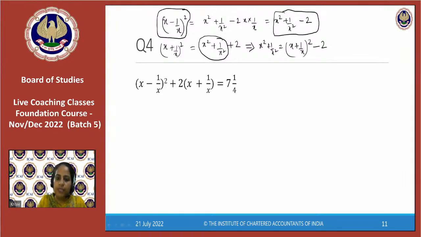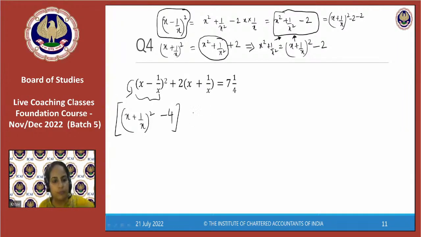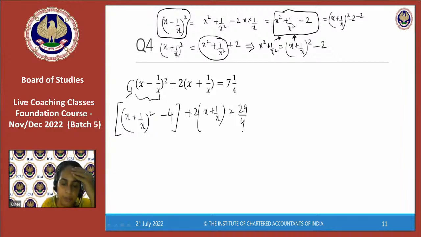This value will be replaced here. X square plus 1 by x square value will be replaced here. So now x minus 1 by x whole square can be rewritten as x plus 1 by x whole square minus 2 minus 2. So instead of this, I can write this as x plus 1 by x whole square minus 4. This is replaced from here. Then I have something like 2 into x plus 1 by x equals 29 by 4.